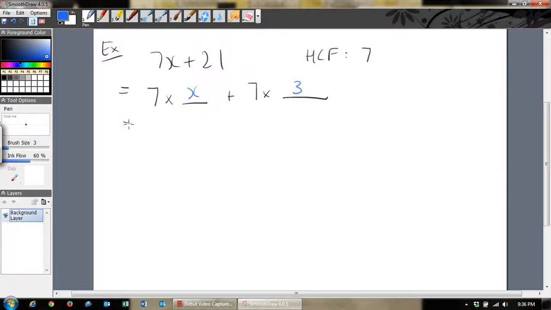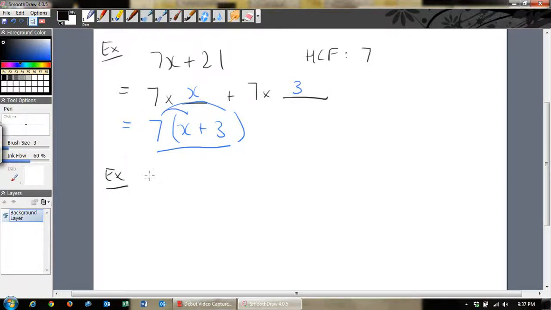Okay, and so what happens now is we take that common factor out the front of the bracket, and because we got 7 times x, we just write down here x, and we write down our second number. This is 3, or positive 3, and so that is factorized. And if you expanded that out, you can check that this is correct. You get 7 times x, which is 7x, and then you get 7 times positive 3, which is positive 21. So that all checks out.